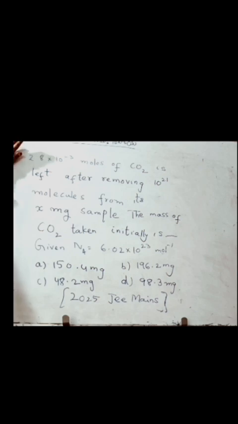Now I am discussing this problem. The problem is: 2.8 into 10 power minus 3 moles of CO2 is left after removing 10 power 21 molecules from its X milligram sample. The mass of CO2 taken initially is. The options given are 150.4 milligrams, 196.2 milligrams, 48.2 milligrams and 98.3 milligrams.